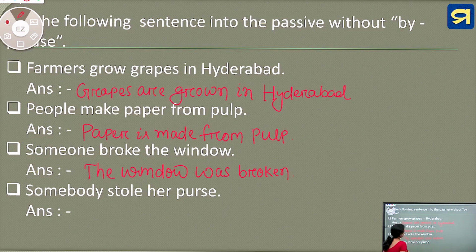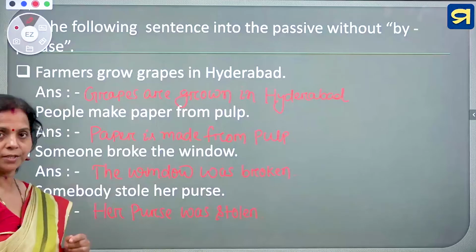Okay, children. Next, the last one is somebody stole her purse. Children, what will be the passive form? Passive form is her purse was stolen, but don't use the by agent. Her purse was stolen. Okay? Okay, children?